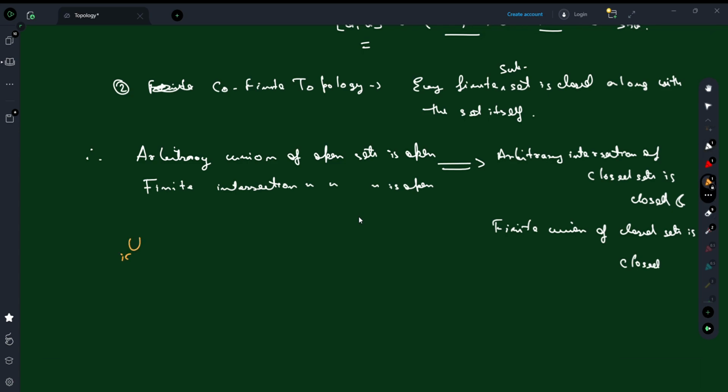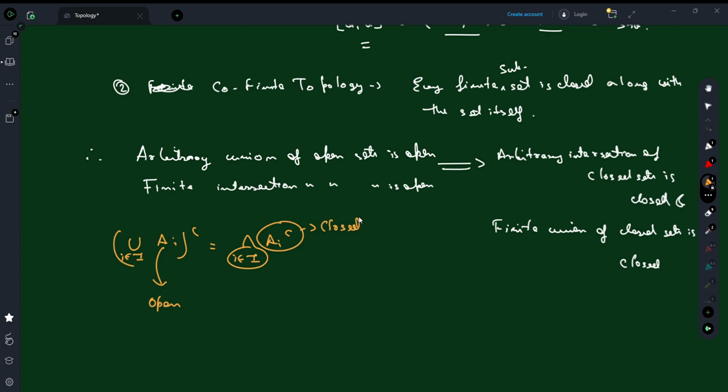Suppose we have an arbitrary union of some family A_i. What is the complement of it? So it's the intersection over i in I of A_i complement. Now suppose this A_i is open, right? Then this is closed. This indexing family is arbitrary, so this is indeed an arbitrary intersection of closed sets.